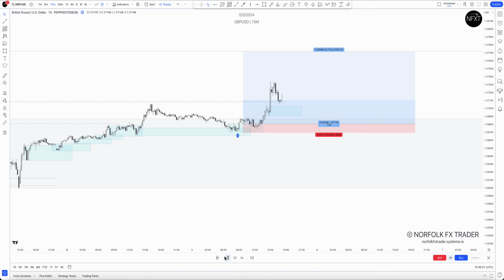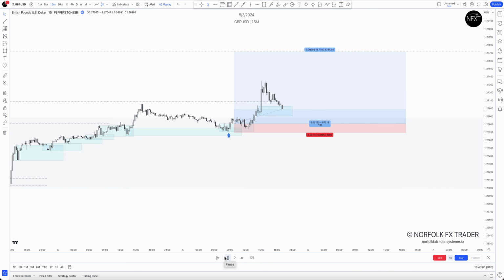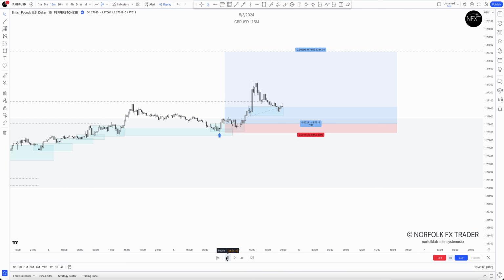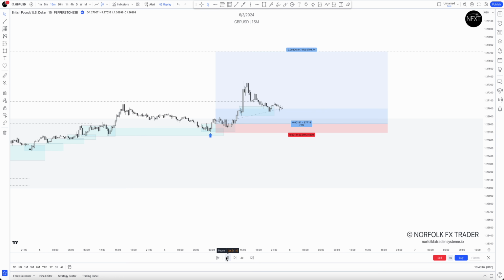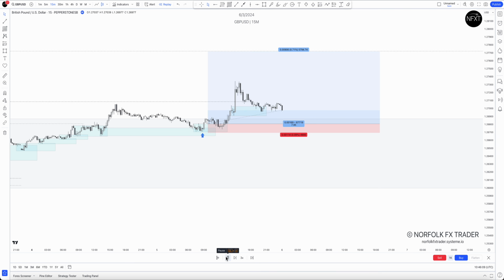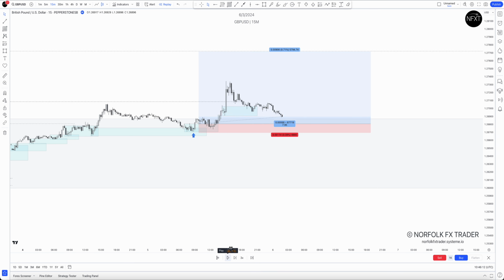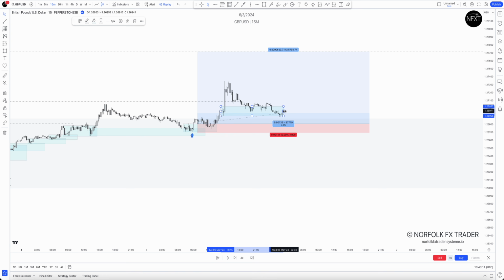See if we get this. So the market pushes down into demand, and we're looking for that reversal out. And we've just taken out this demand, I believe now. We've just swept the low. So we should see a bullish move up from here.